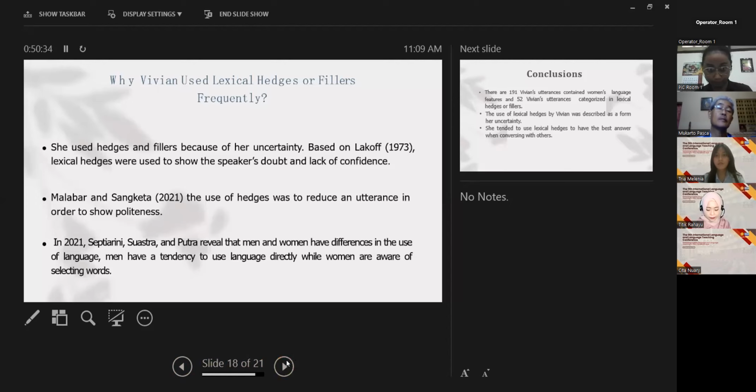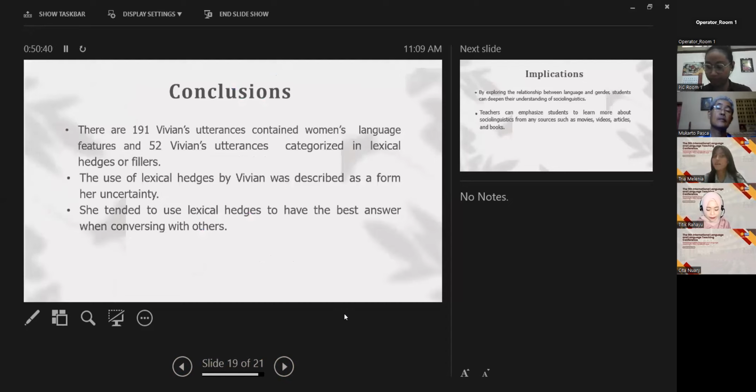The conclusion of my research here: there are 191 Vivian utterances that contain women's language features, and 52 Vivian utterances categorized as lexical hedges or fillers. The use of lexical hedges by her was described as a form of uncertainty, because she is not sure what she wants to say next. She tended to use lexical hedges to have the best answer when conversing with others. Lexical hedges means we give a pause when we are not sure what we are going to say, for example the word or, well, like that. So we are pausing our speech like that.